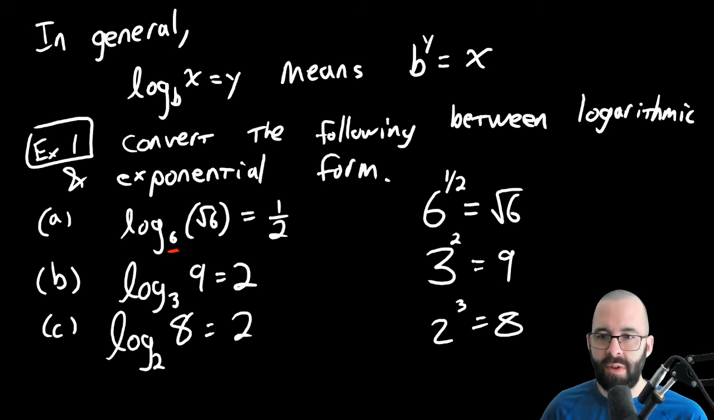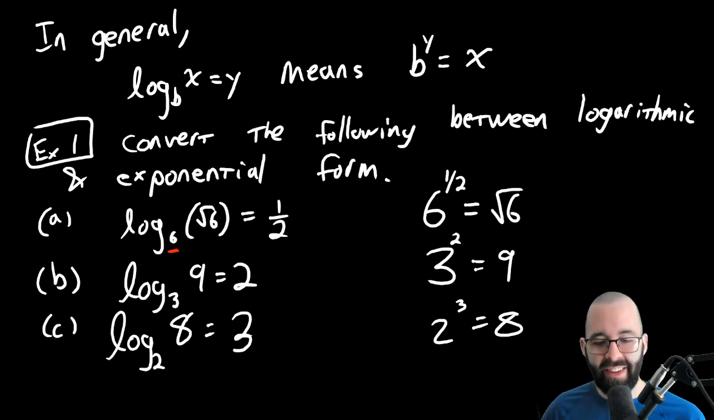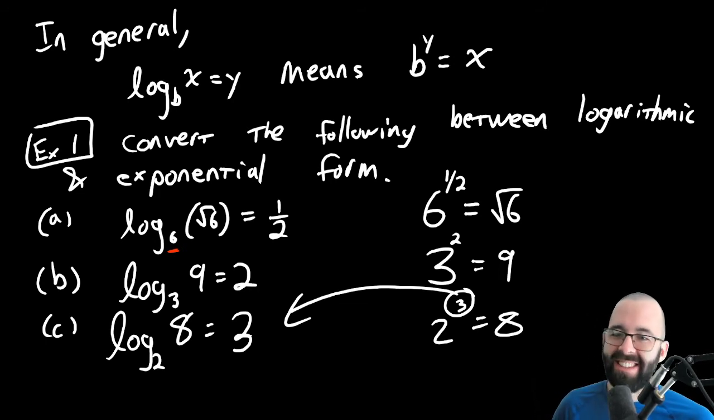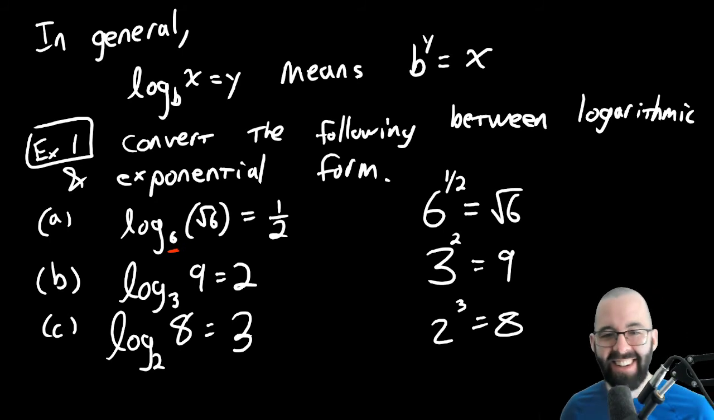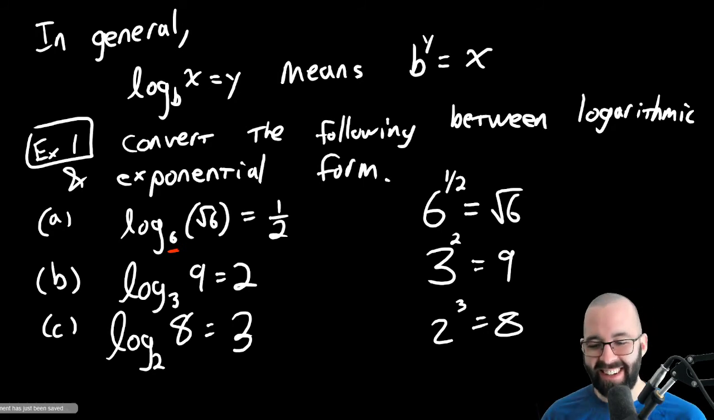Wait, no, that's not true. That's 3. Log base 2 of 8 is not equal to 2. Log base 2 of 8 is equal to 3. They should both be true statements. All right. Very good. Let's do another one.